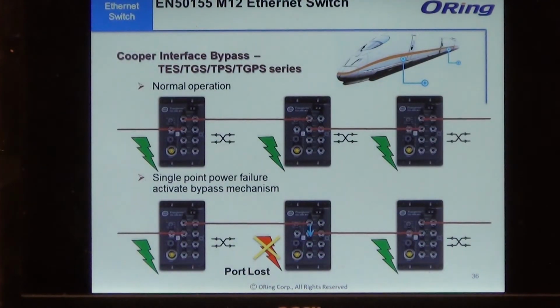As you can see for the Ethernet bypass function, during normal operation everything is running well. However, as you can see from the second diagram below, if there is any power failure or port loss in the middle, there is still hardware relay switching to keep the whole line of switches running well.